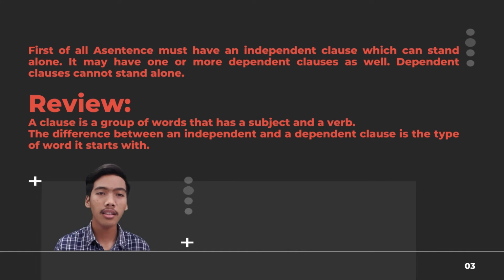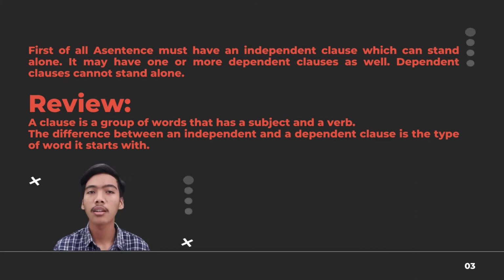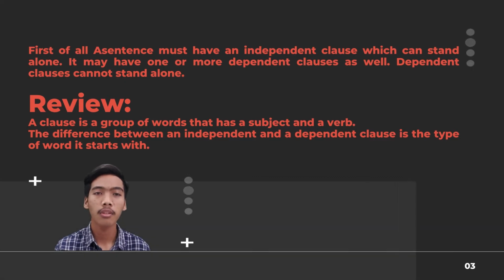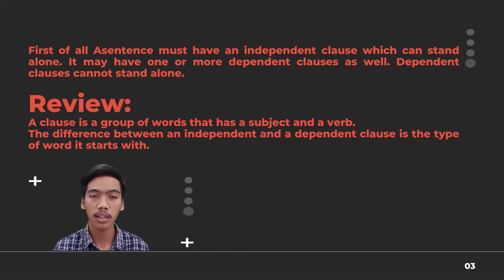First of all, a sentence must have an independent clause, which can stand alone. It may have one or more dependent clauses as well. Dependent clause cannot stand alone. Review: a clause is a group of words that has a subject and a verb. The difference between an independent and a dependent clause is the type of word it starts with.